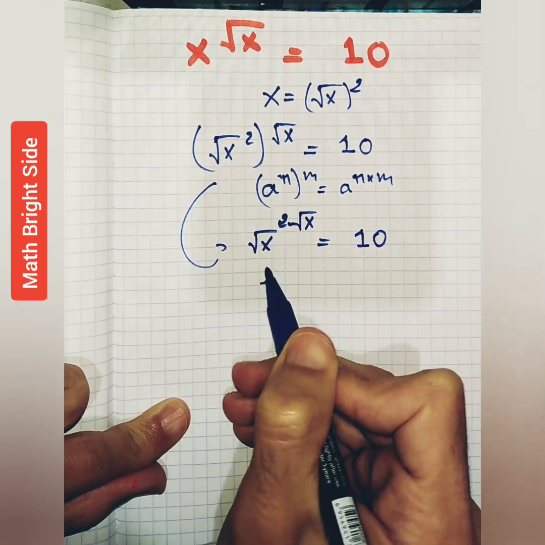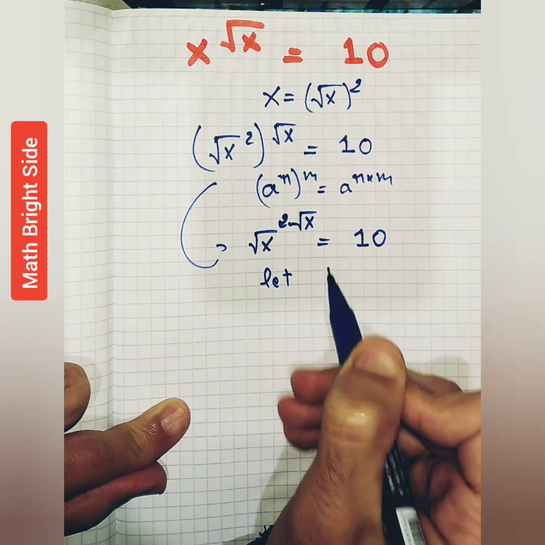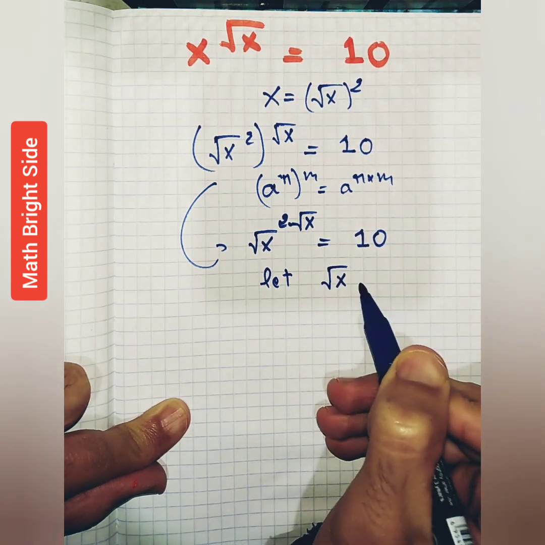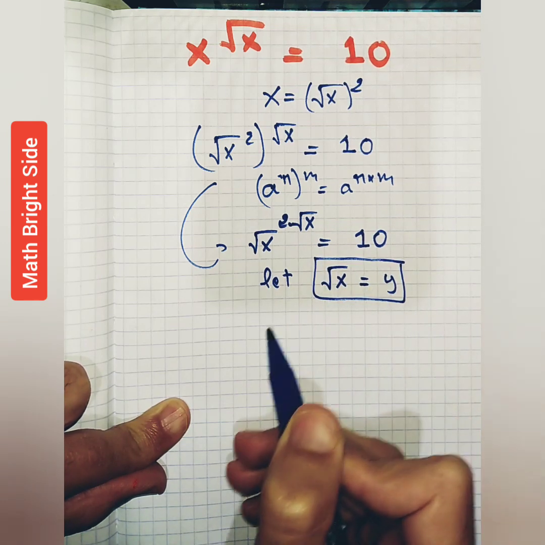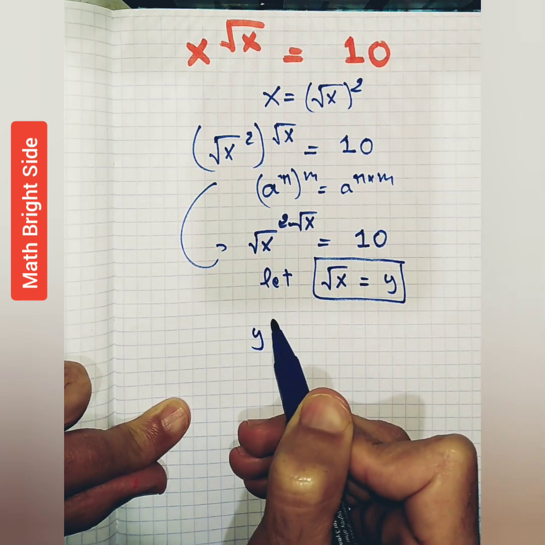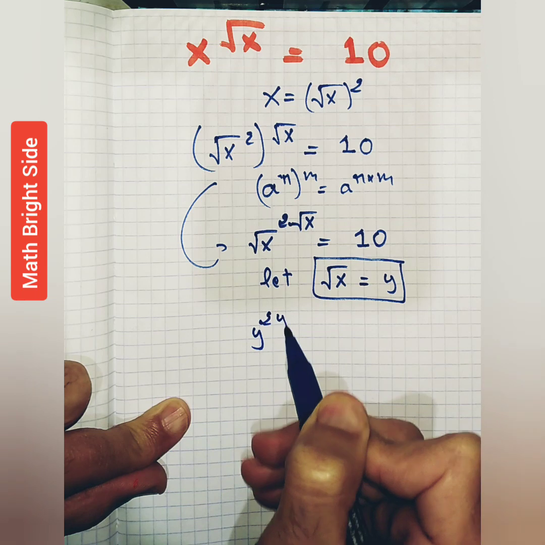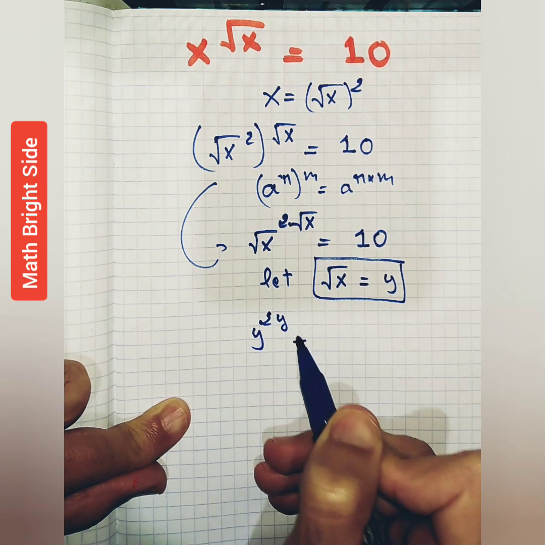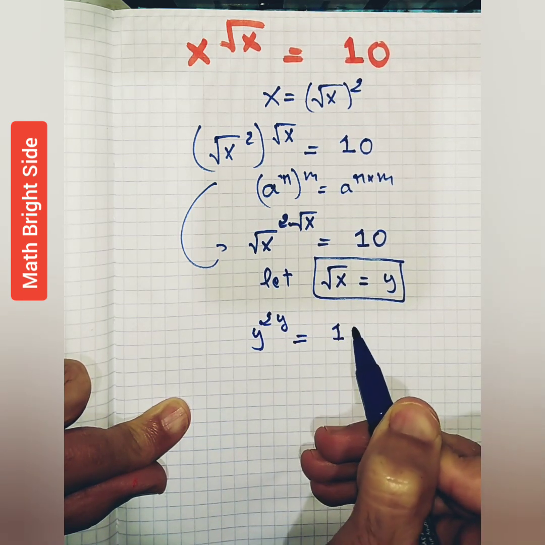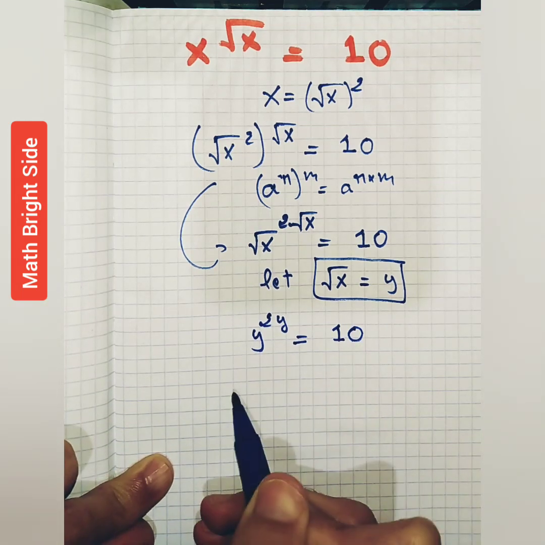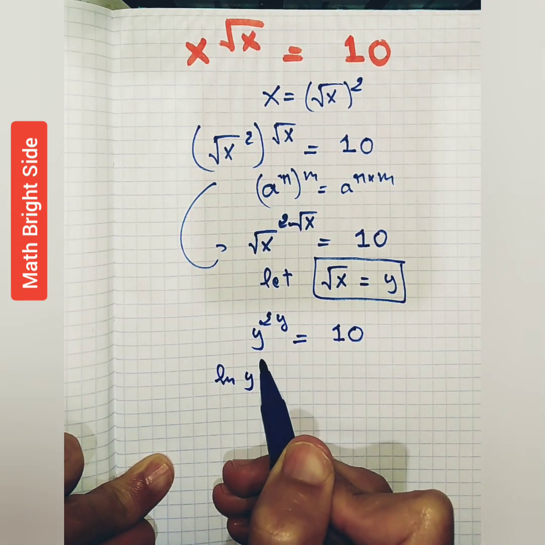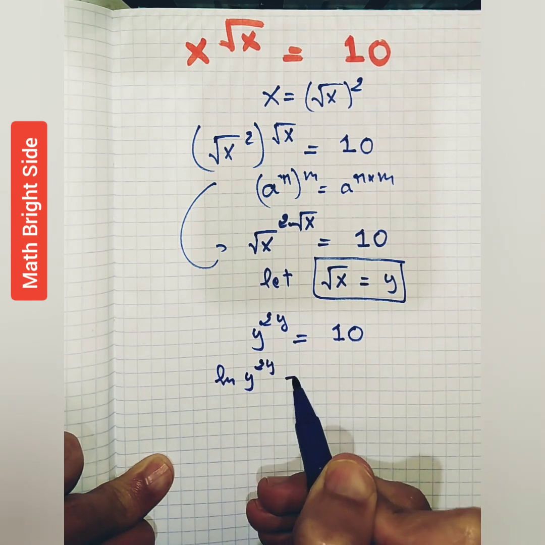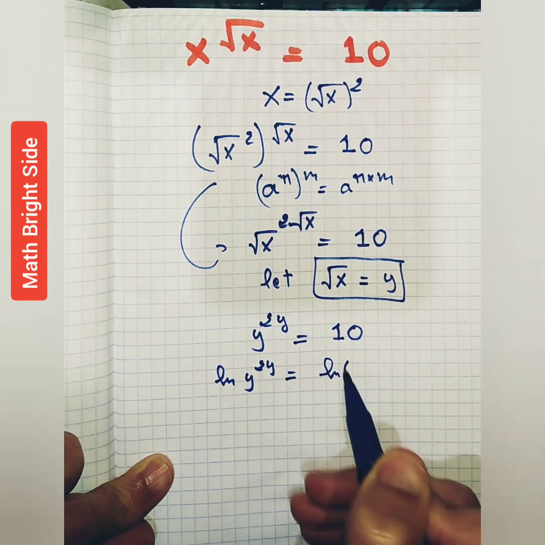Let square root of x equal y. So y power 2y is equal to 10. Taking ln: ln of y power 2y equals ln 10.